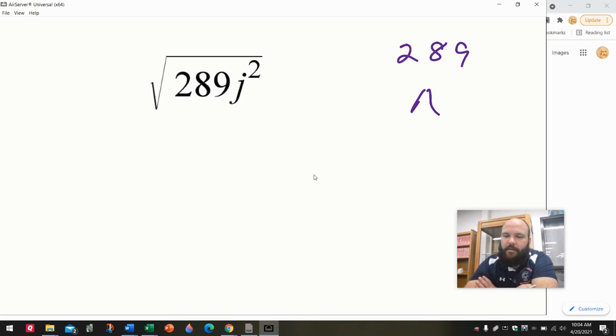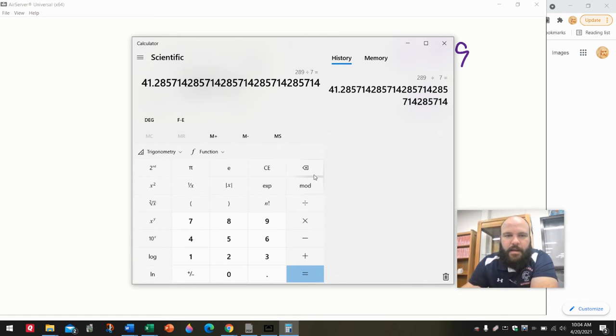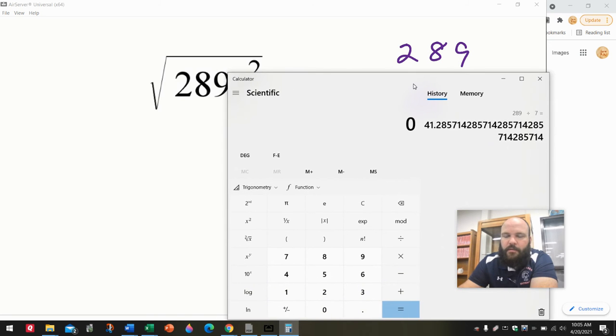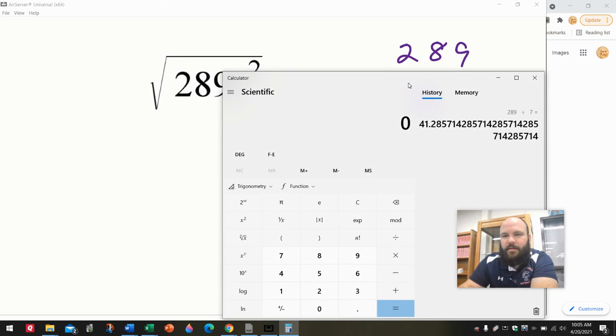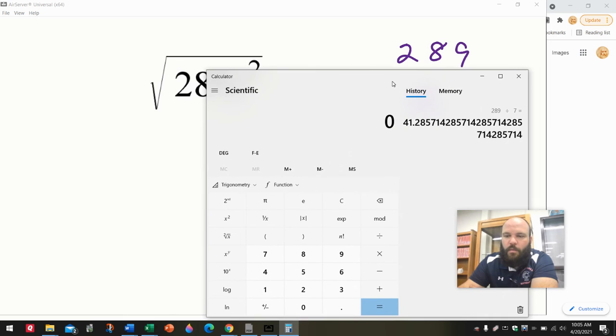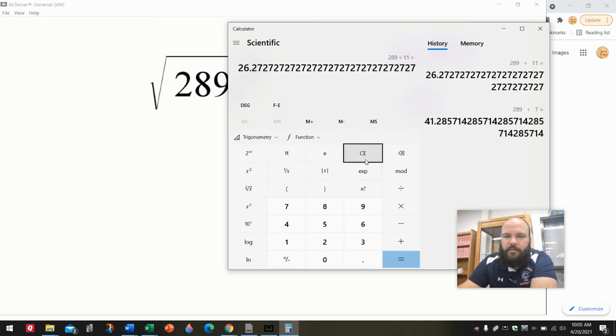So we would want to try 7. But if you try 7, 289 is also not divisible by 7. You can see we get a decimal. So we just got to keep trying numbers until we get it to break down. So we can try 8, but it's not divisible by 8 because it wasn't divisible by 2. It's not divisible by 9 because it's not divisible by 3. 10 won't work. What about 11? Maybe 289 is divisible by 11. Let's try that. 289 divided by 11. And you can see, nope, 26 point something. So it's not divisible by 11.